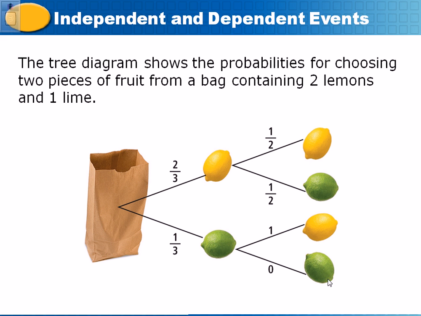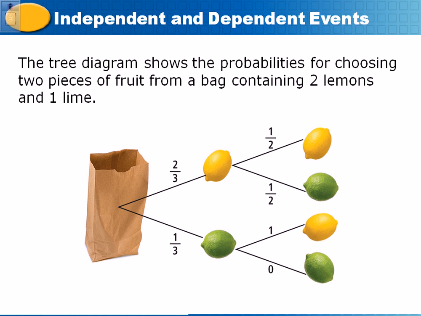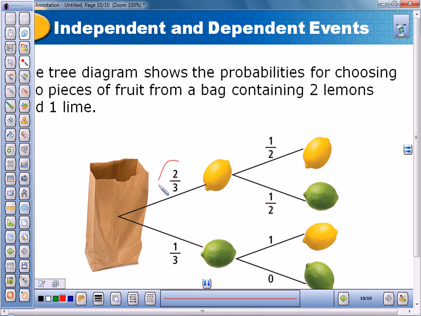So do you see how to make this tree diagram? Okay, so what we would do, the probability of a specific event can be found by multiplying the probabilities on the branches. So, the probability of drawing 2 lemons was 2/3. Y'all remember that first branch was 2/3. And then 1/2 for the second branch, which gives me 1/3. So let me go back one more time. And let's take a look at this. So, if we do lemon and lemon, it is 2/3 times 1/2, which gives me a probability of 1/3.